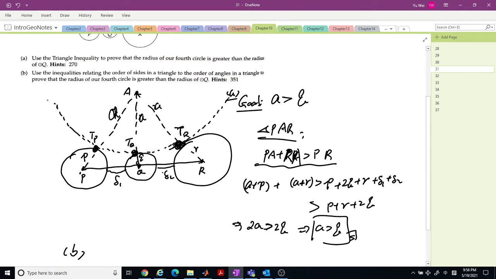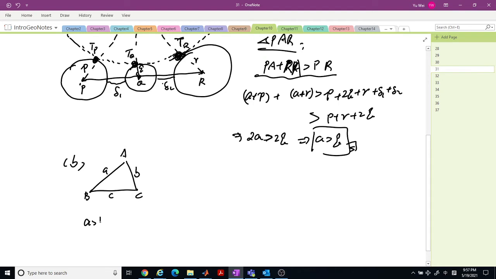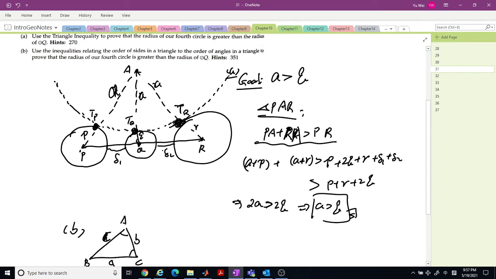So use the inequality relationship relating the order of the sides in a triangle to the order of the angles in a triangle. So this means in a triangle ABC, this is the B, this is the A, and this is the C. If A is greater than B, it means the angle A, opposite to the side A, is greater than the angle B. So the bigger angle has the longer opposite side. So now let's see how we can use this to prove it.